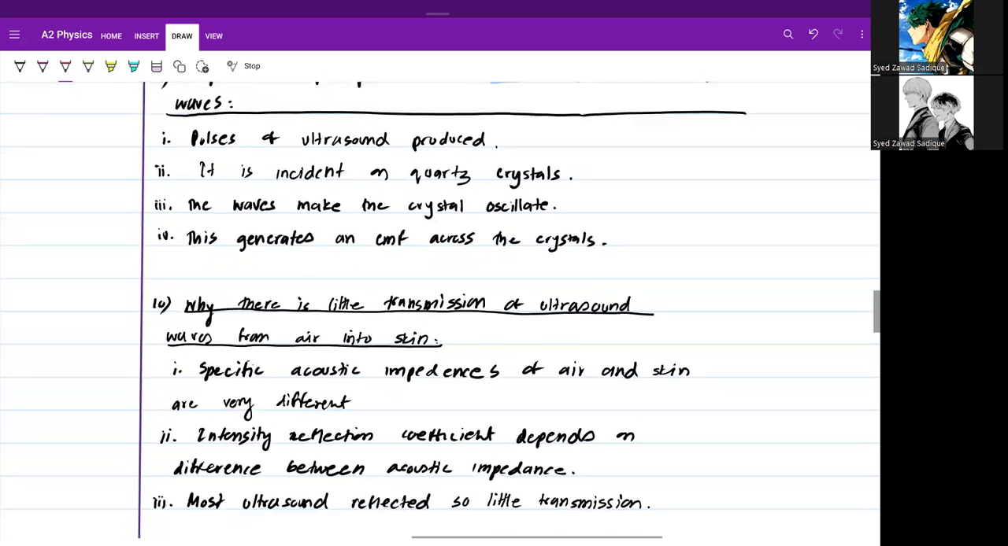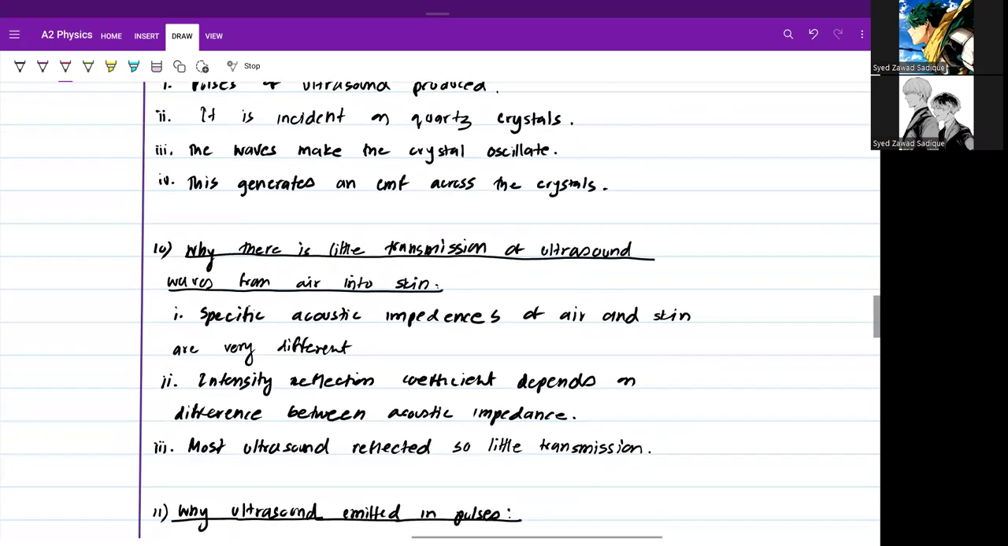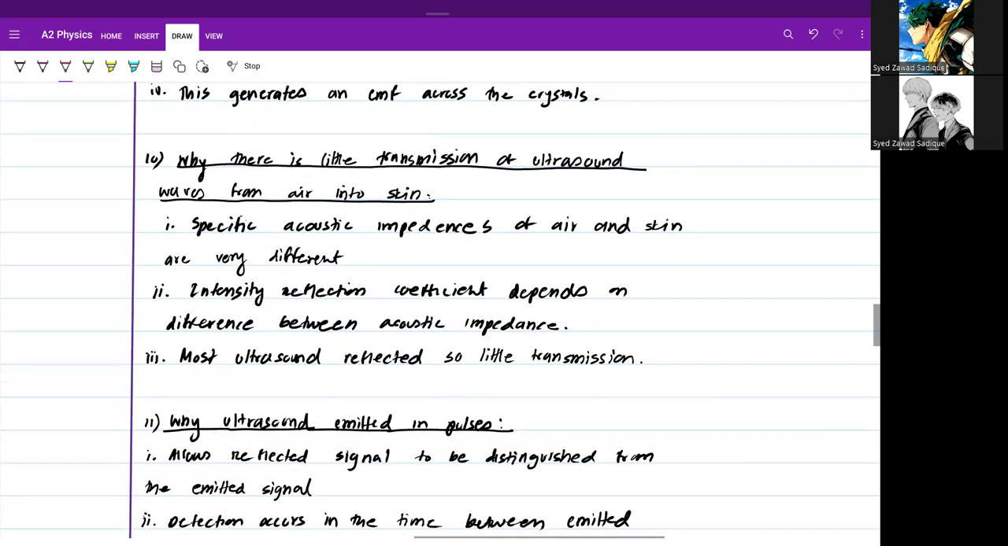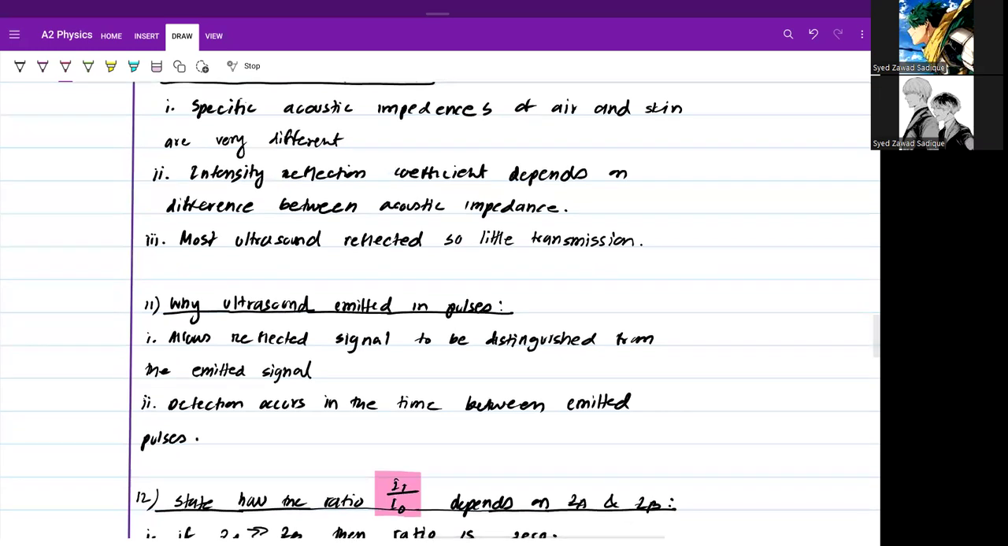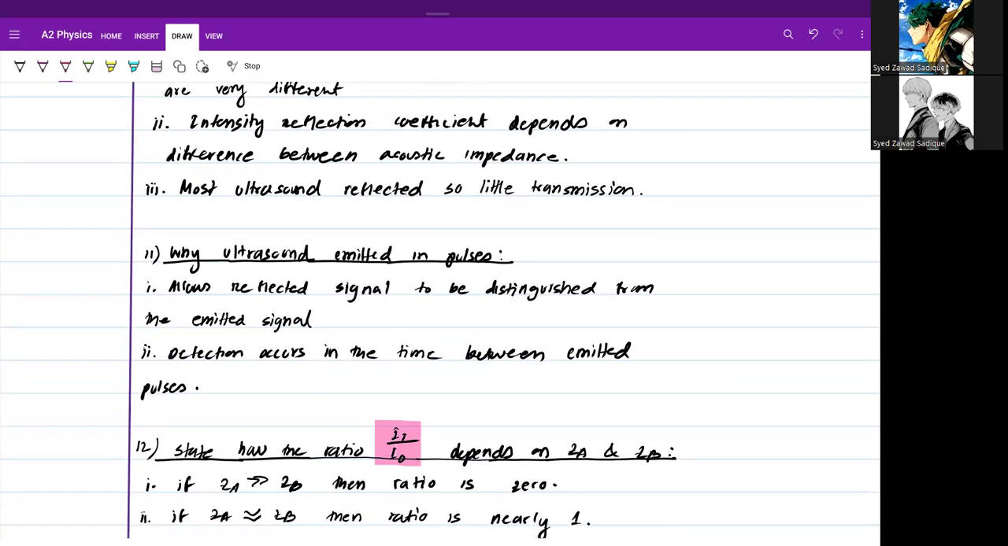Number 10 is why there is little transmission of ultrasound waves from air into skin. You say specific acoustic impedances of air and skin are very different. Intensity reflection coefficient depends on difference between acoustic impedances. Most ultrasound is reflected, so little transmission. Why is ultrasound emitted in pulses? You have to say that it allows reflected signal to be distinguished from the emitted signal. Detection occurs in the time between emitted pulses.